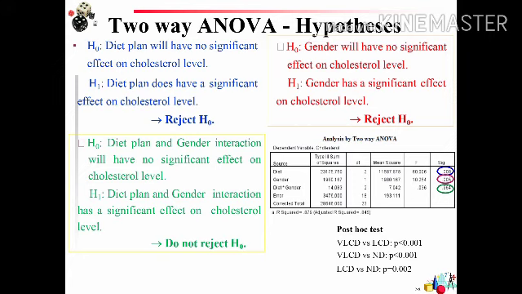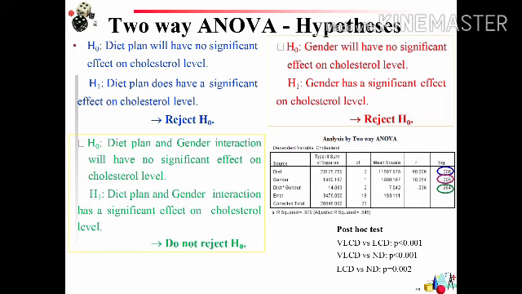The second research question is: is there any role of gender in reducing the cholesterol level? For that we are generating one more null and alternative hypothesis, that is H0: gender will have no significant effect on cholesterol level, and the alternative hypothesis: gender has a significant effect on cholesterol level. Here in the ANOVA table the p-value for gender is 0.005, which is less than 0.05, so we reject H0. That means gender has a significant effect on cholesterol level.